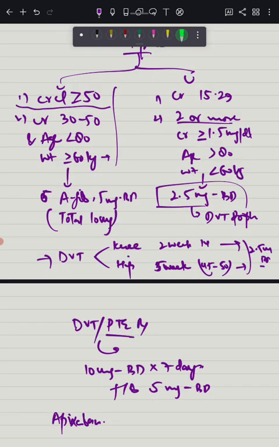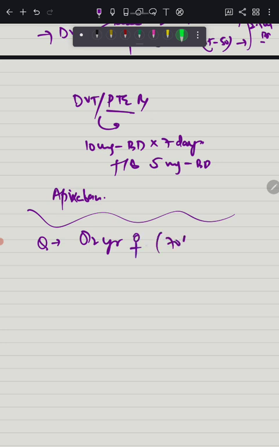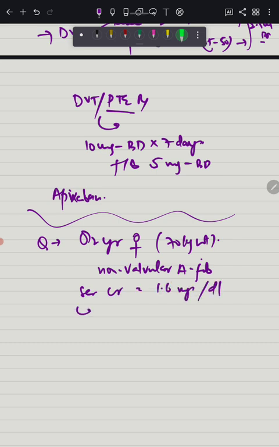So here is a question. An 82-year-old woman with 70 kg weight with non-valvular AF with serum creatinine of 1.6 milligrams per deciliter. What is the dose of apixaban that you will start with?